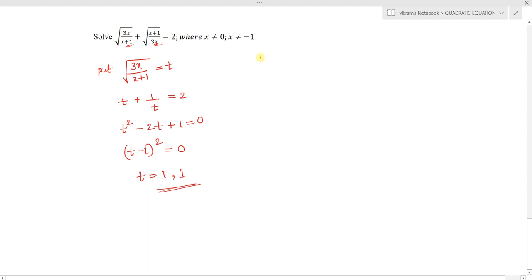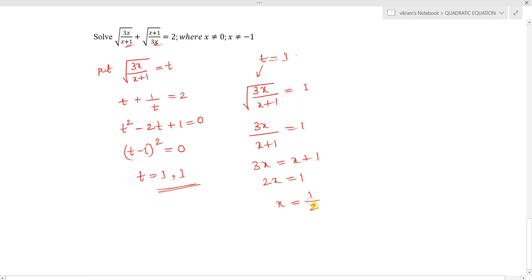Now consider t equals 1. But t is what we assumed, the square root of 3x by x plus 1, equals 1. Now squaring on both sides we obtain 3x by x plus 1 equals 1. Cross multiply: 3x equals x plus 1, and we obtain 2x equals 1, and x equals 1 by 2.